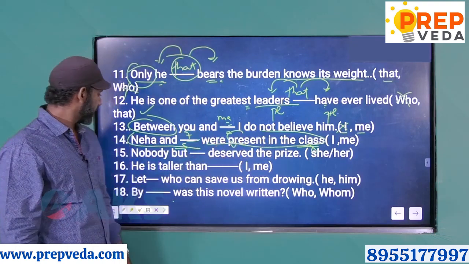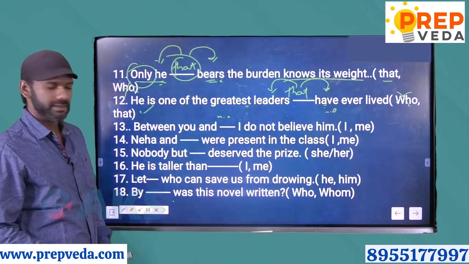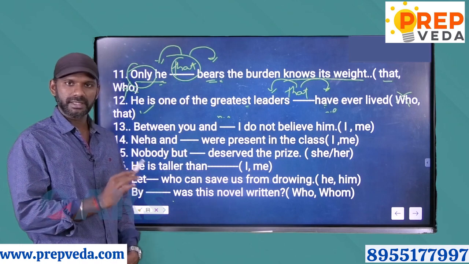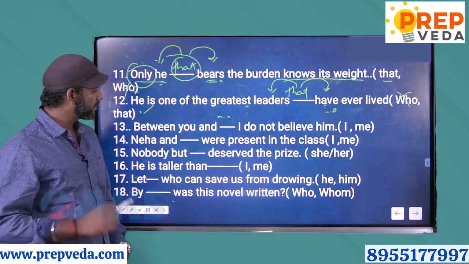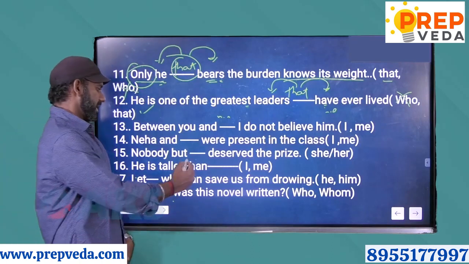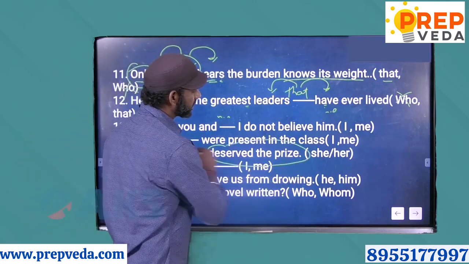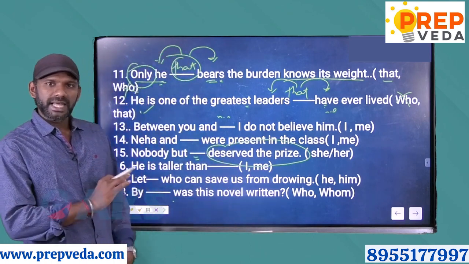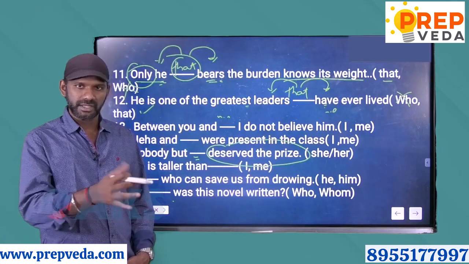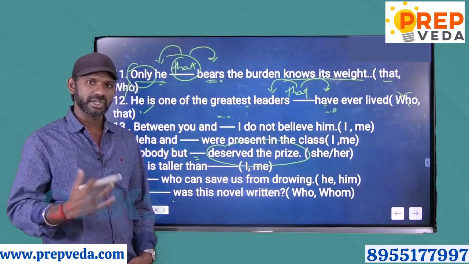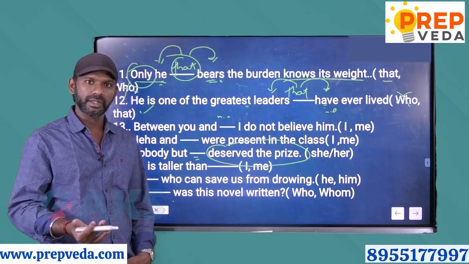Clear? Come to the next. Nobody but dash deserved the prize. Options are she and her. She is a subjective pronoun, her is an objective pronoun. The action related to this blank is deserved the prize. That means the blank deserved the prize. Deserving is an action done by us, not received by us. Now, winning is an action done by us. I win the first prize means I put a lot of effort, I do a lot of hard work and I win it.